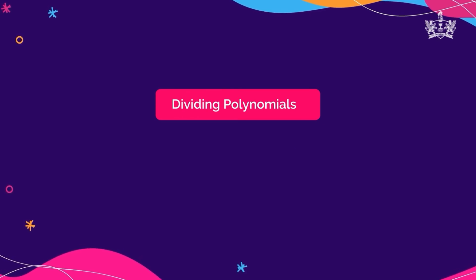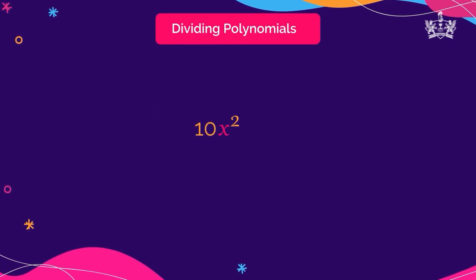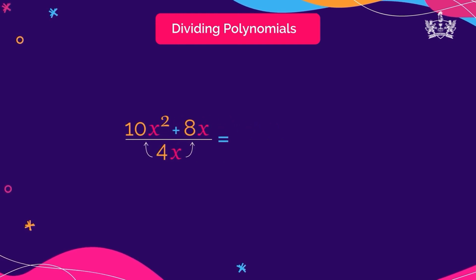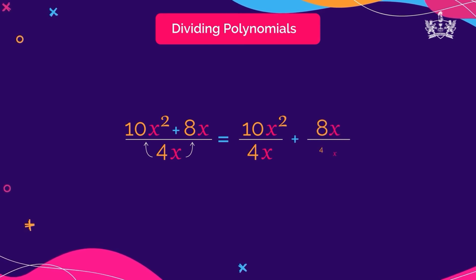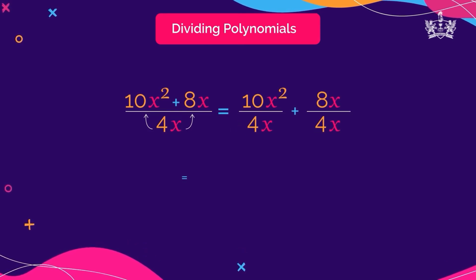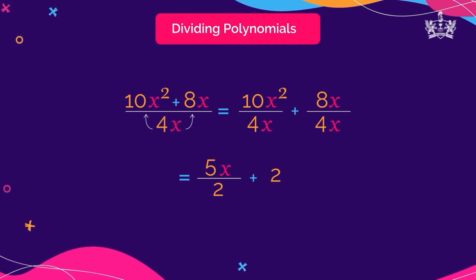For example, let's say we have 10x squared plus 8x all over 4x. We need to divide both the 10x squared and the 8x by the 4x because they are separated by the addition sign. We then get 10x squared over 4x plus 8x over 4x. This simplifies to 5x over 2 plus 2. Do you see how we distributed that 4x to both the 10x squared and the 8x?